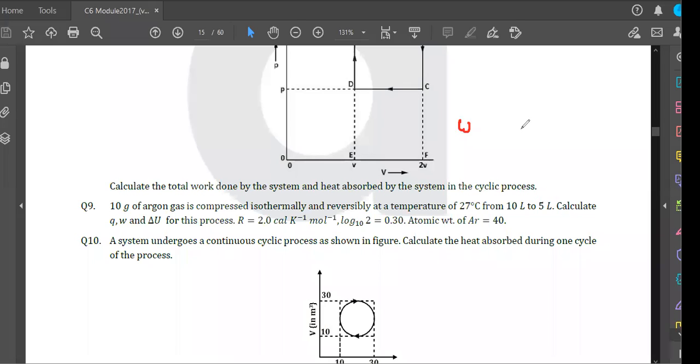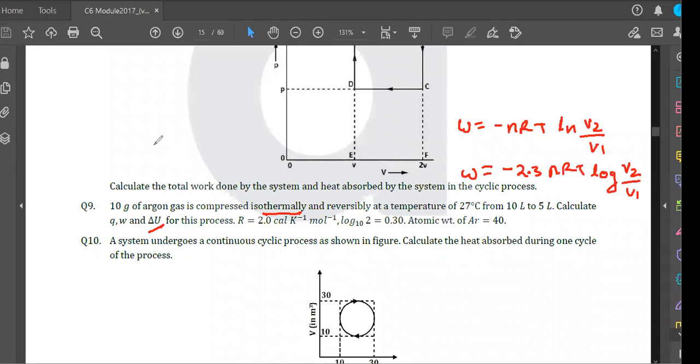Question 9 is just formula putting and getting, right? Just the formula, W is equal to minus nRT ln V2 by V1. Now, in order to convert this into log, we have to multiply by 2.303. So, minus 2.303 nRT log V2 by V1, right? Just put the formula, and we know that for an isothermal process, delta U is already 0 because we are discussing isothermal process only. Question number 8, we did the same thing.